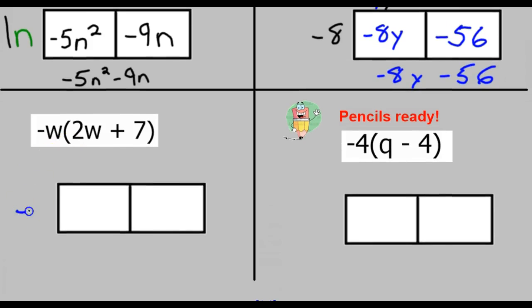Down here I have a negative w times 2w plus 7. If I have a variable by itself or a letter by itself, I can put a 1 there. Negative 1 times 2 gives me negative 2. w times w gives me w squared. Negative 1 times 7 gives me negative 7. w comes along, negative 7w.